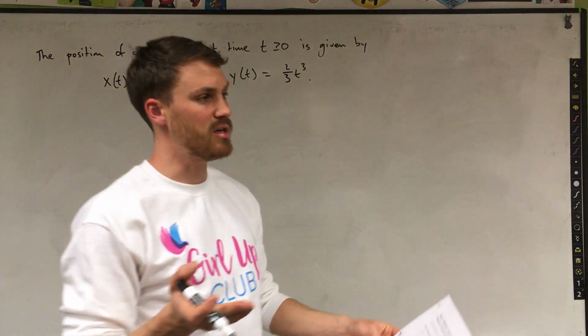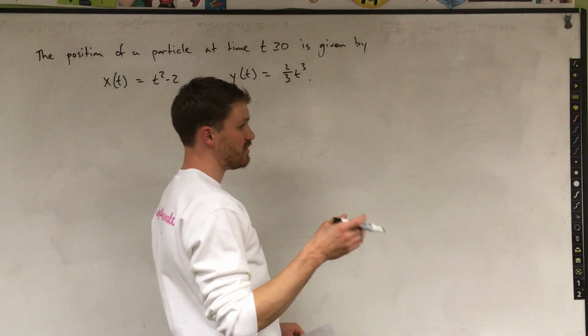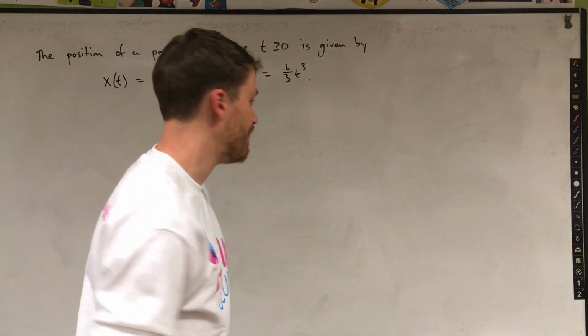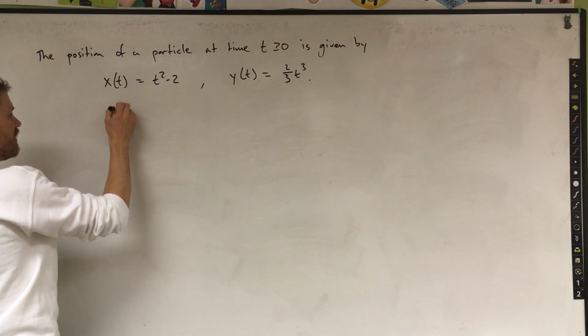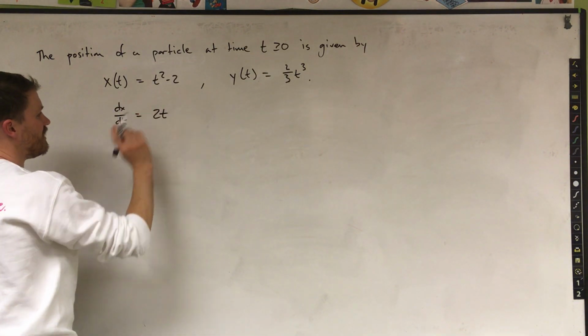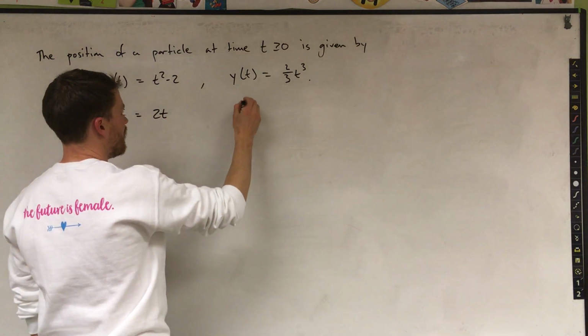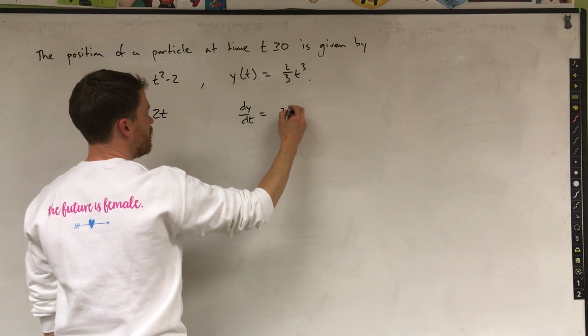Easy. I need to plug in 2. Then I need to find the magnitude by using the Pythagorean equation. Kind of a pain, but doable. So first of all, I'm going to find x prime of t, aka dx/dt. That's my horizontal velocity. That's 2t. My vertical velocity is given by 2t squared.